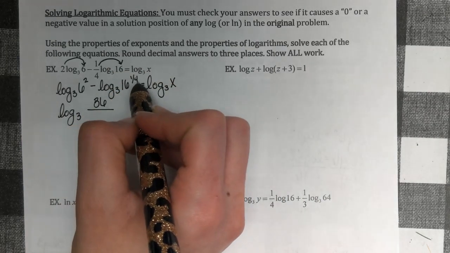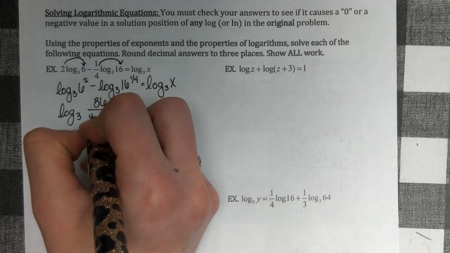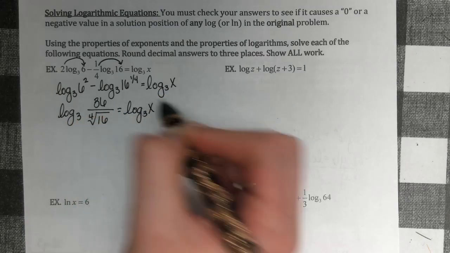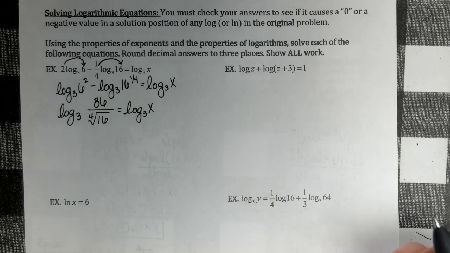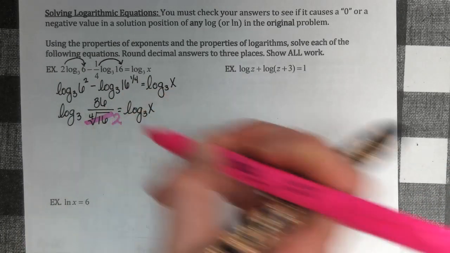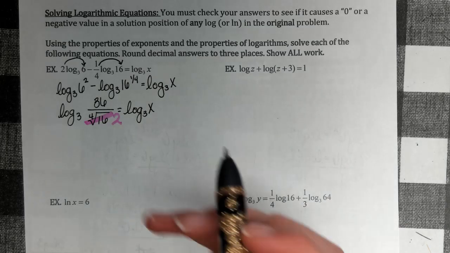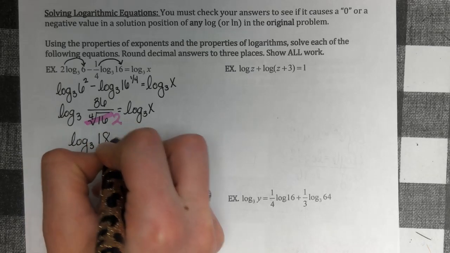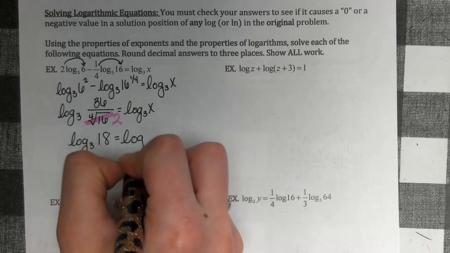36. Now, 16 to the 1/4 is the 4th root of 16. And I'm going to write that, then convert it. Now, the 4th root of 16 is 2. Technically it is plus or minus 2, but at this point you don't have to do the minus. Why? Because you can't take the log of a negative. So this is just 2. So 36 divided by 2 is what? 18. So log base 3 of 18 is equal to log base 3 of x.